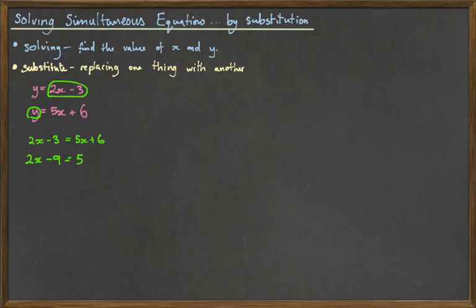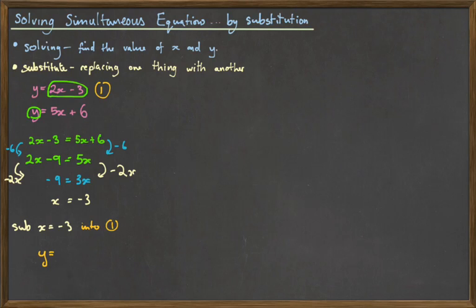So, taking away 6 from both sides, you get 2x minus 9 is 5x. Taking away 2x from both sides, you get minus 9 is 3x. And then dividing both sides by 3, you end up with x is equal to minus 3. Now we have to find the values of both x and y, so I sub x equals minus 3 into equation 1.